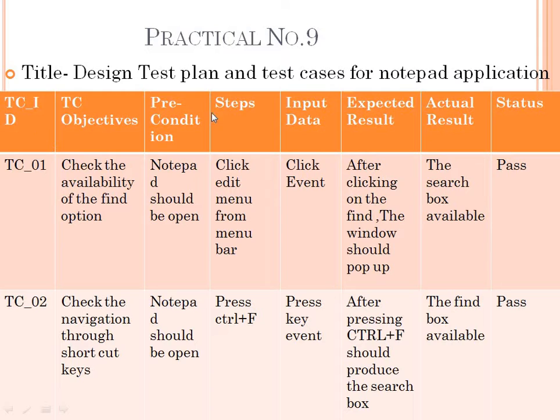These are the parameters for the Notepad application test cases, and the first test case is to check the availability of the find option. Here we check the availability of the find option. If we search for any content or any document in Notepad, we do it by clicking this find option.